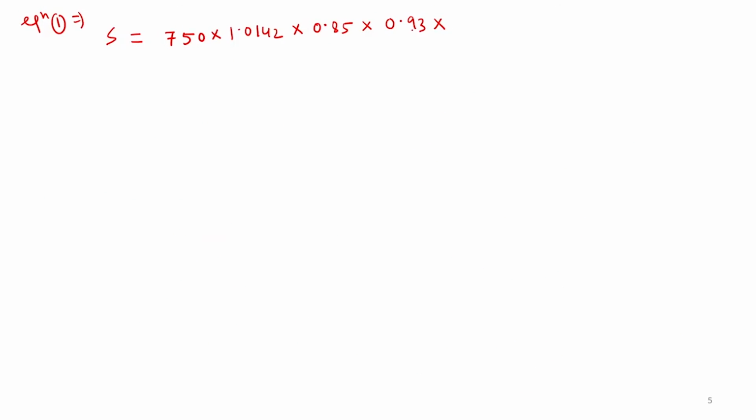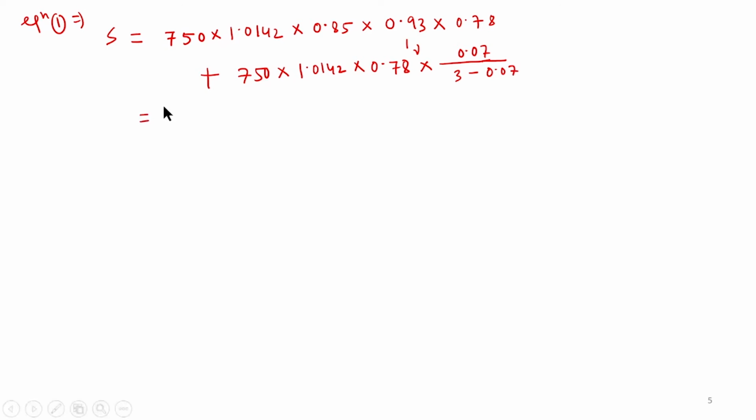So, this is gamma, and the average is 0.78, it is the same, it is multiplicative only. This plus we will have another expression, 750 multiplied by RB 1.0142, and then we will have 0.78, and then we have D naught. D naught is 7 centimeter, which is equal to 0.07, and we have W is 3 meter, divided by 0.07. So, if we do the calculation, this S is found to be 483.184 watt per meter square. So, this is the flux received.